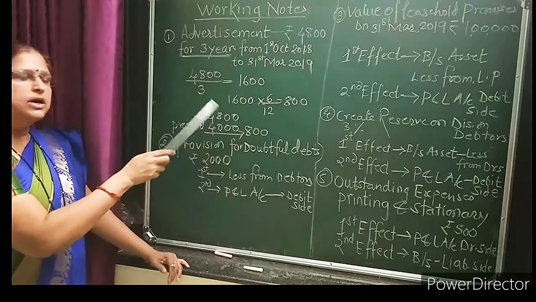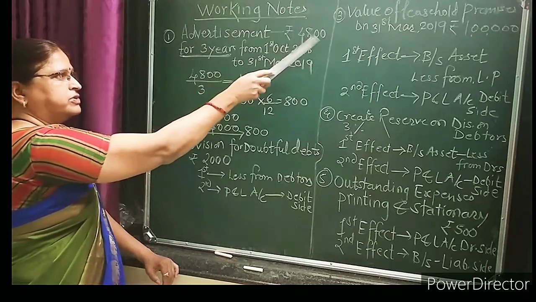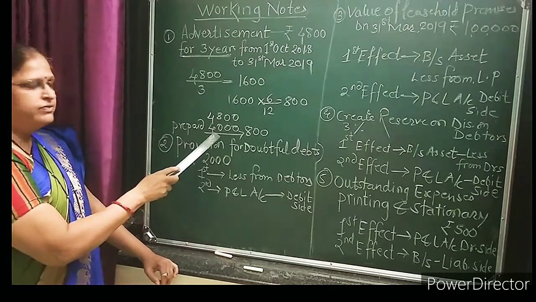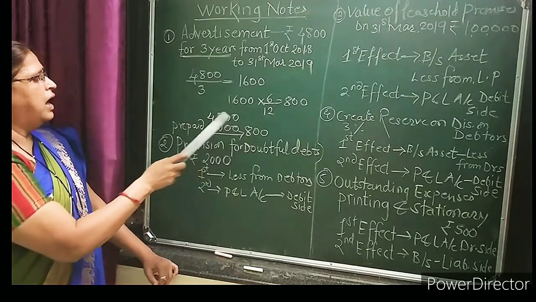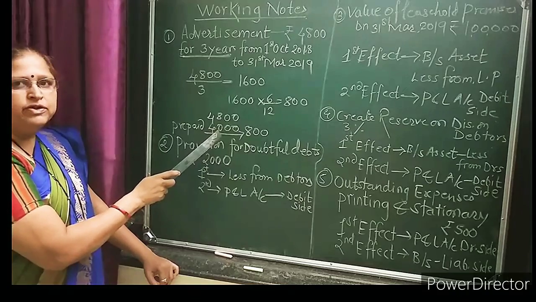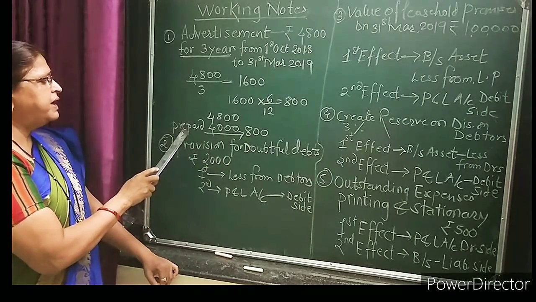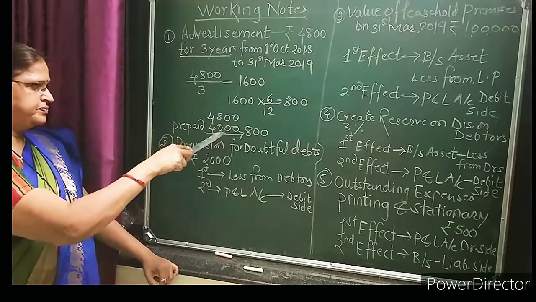So profit and loss account debit side, we have to take advertisement rupees 4,800. We have to deduct prepaid advertisement which is rupees 4,000 and the amount will be 800. Again, it is the asset of the business. On balance sheet asset side, we have to take this prepaid amount, prepaid advertisement rupees 4,000.